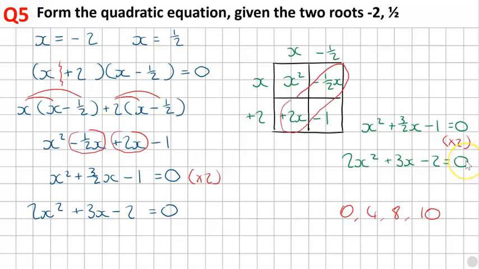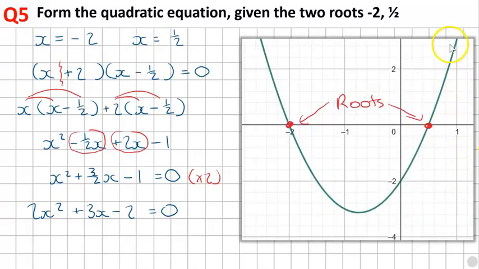Now, if we were to draw this out on a graph, this is the curve in green here. This is 2x squared plus 3x minus 2 is equal to 0. And the roots we can clearly see are minus 2 and 0.5. The roots are where the curve crosses the x-axis, and we can clearly see that they are indeed minus 2 and 0.5.